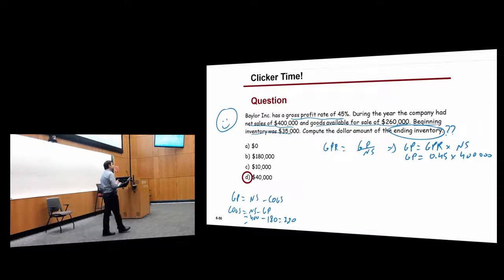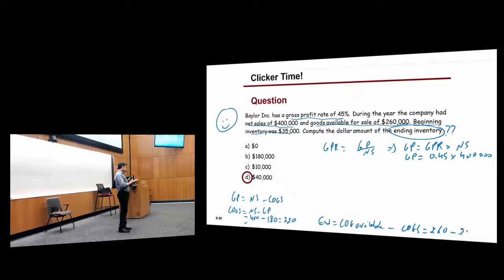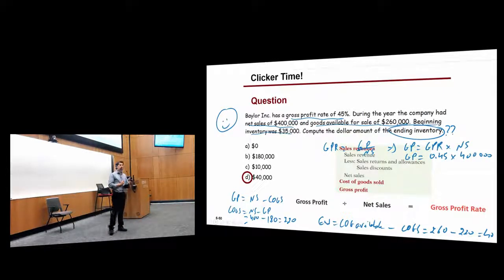Now, we know that ending inventory is equal to cost of goods available minus cost of goods sold, which means it's 260 minus 220. Did we use the beginning inventory? We did not need to use it. So be careful about the information that is given to you. Okay? This is based on this table here. Any questions?